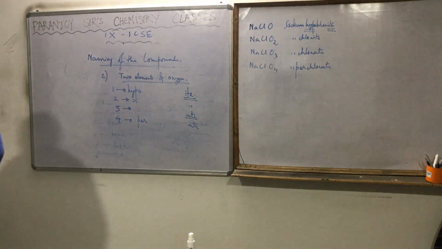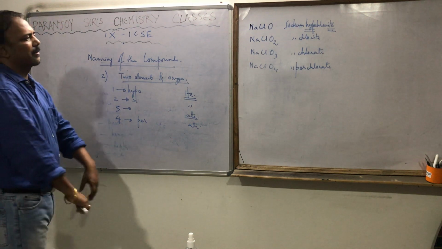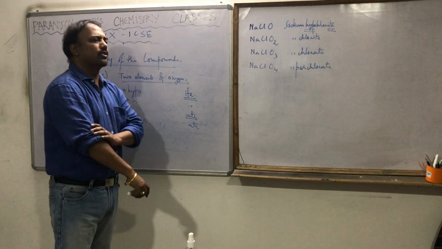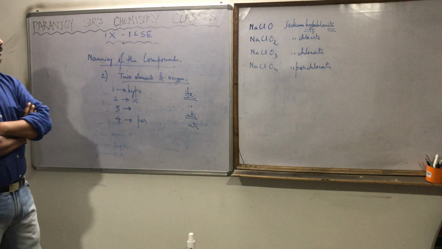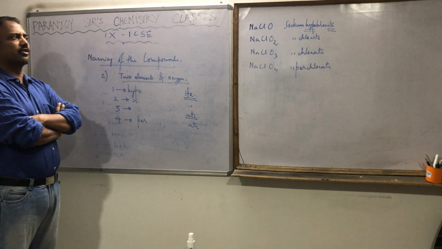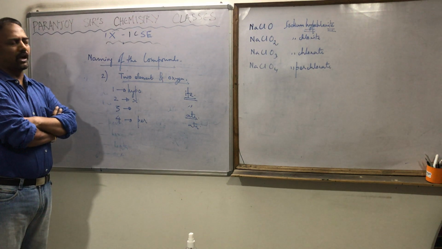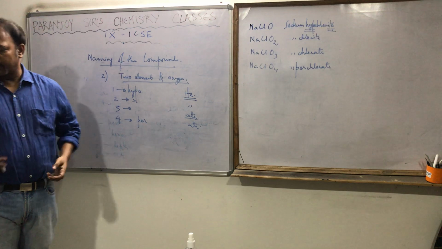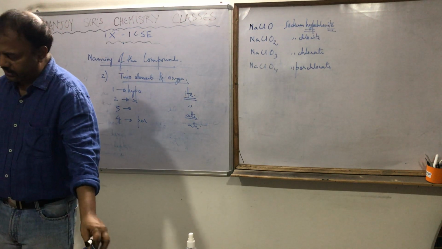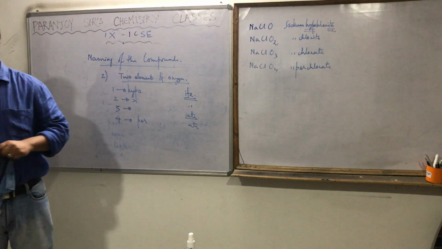This naming is happening when there are two elements combining with oxygen and producing the compounds. Depending on the number of oxygens, their formulas and namings are different. Is it clear? Next one is naming of acids and bases.